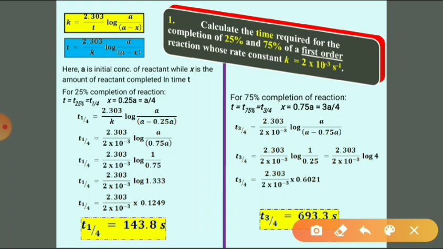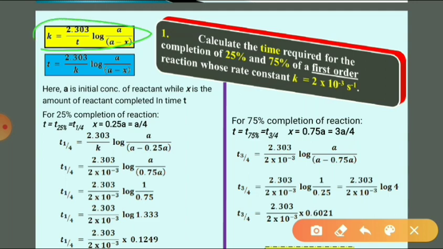The first numerical problem is: calculate the time required for the completion of 25% and 75% of a first order reaction whose rate constant is k equal to 2 into 10 to the power minus 3 per second. Okay, so this is a numerical problem. So in this numerical problem we have to calculate the time required for both 25% completion as well as the 75% completion of the reaction. And the only given is the rate constant. So for that we have to consider the integrated rate equation for the first order reaction.